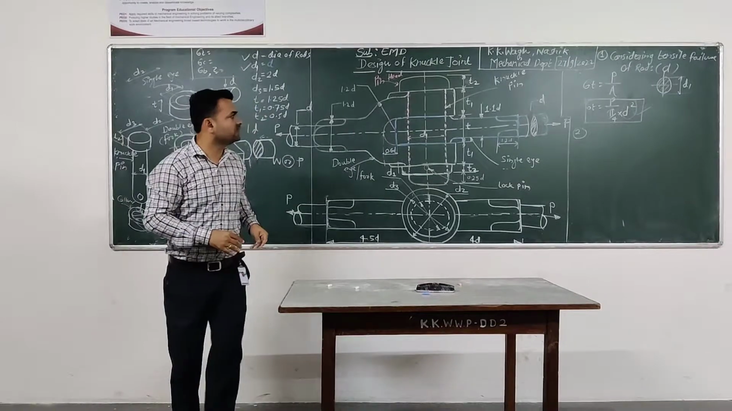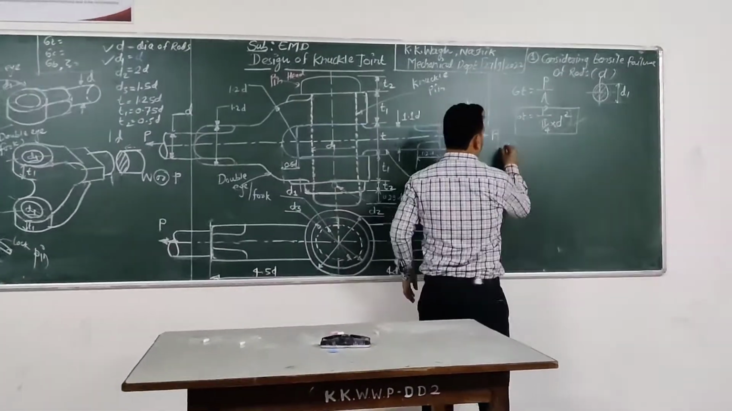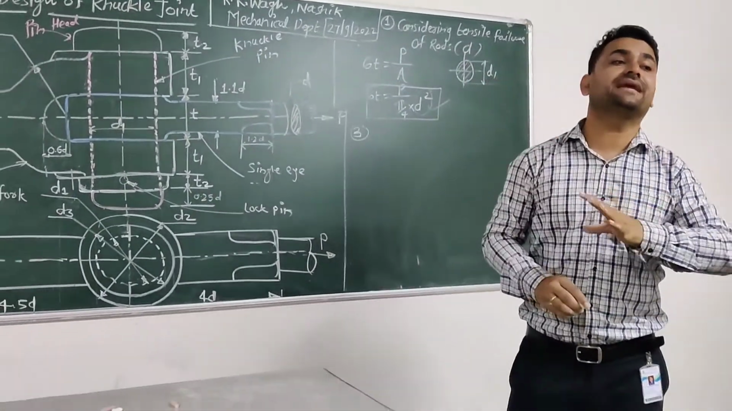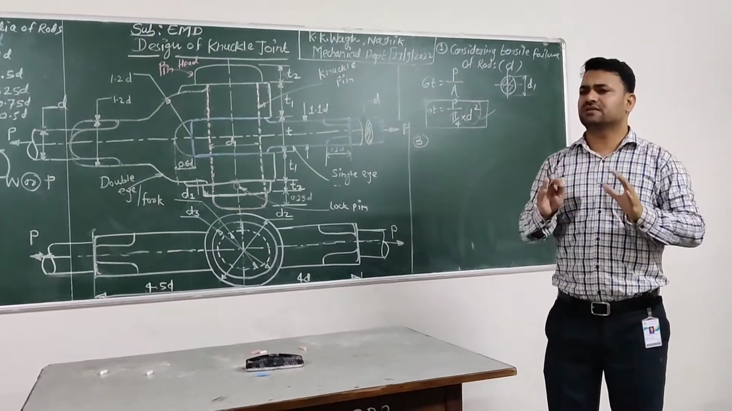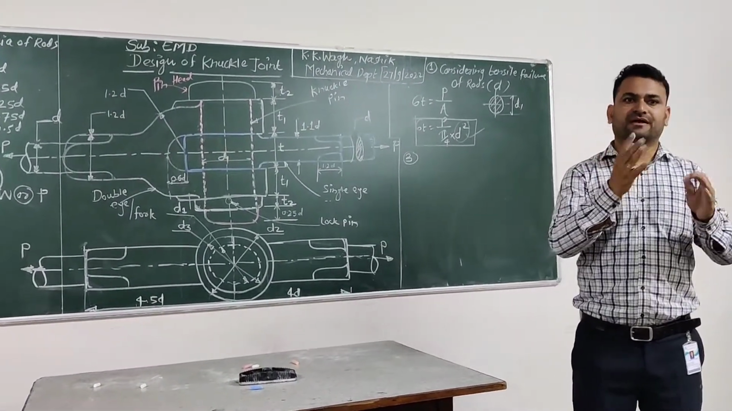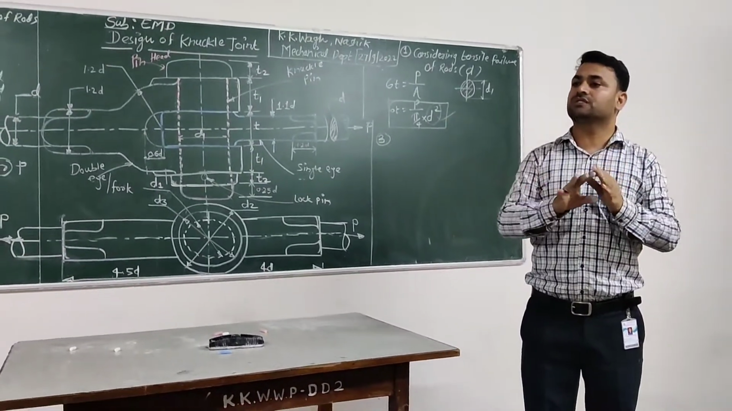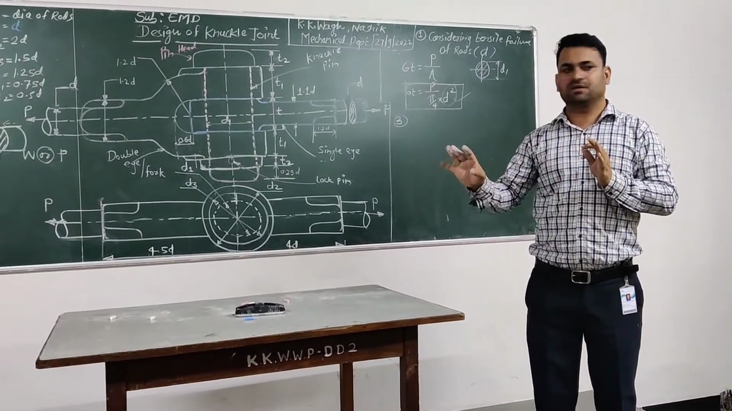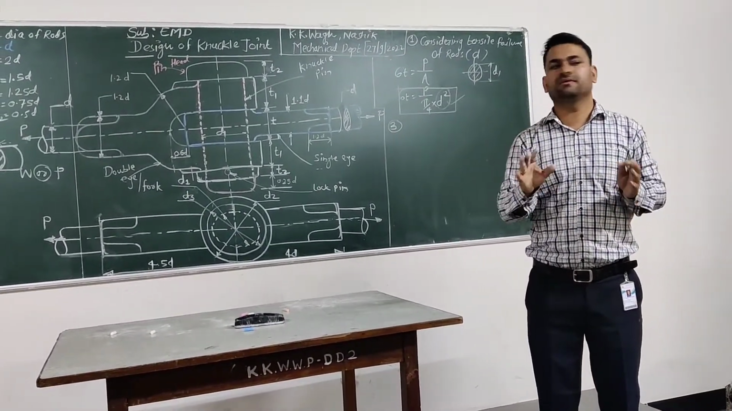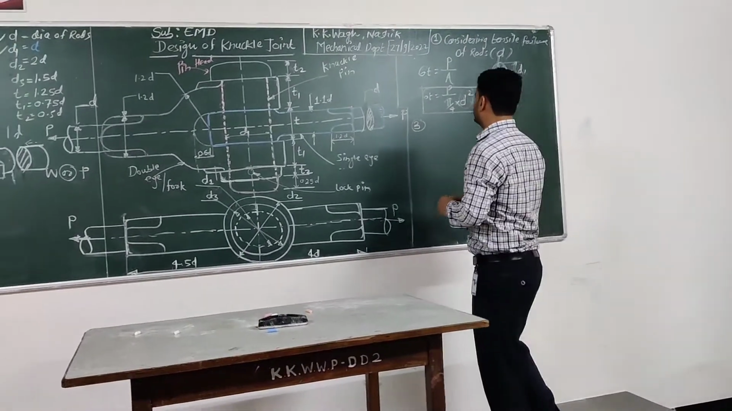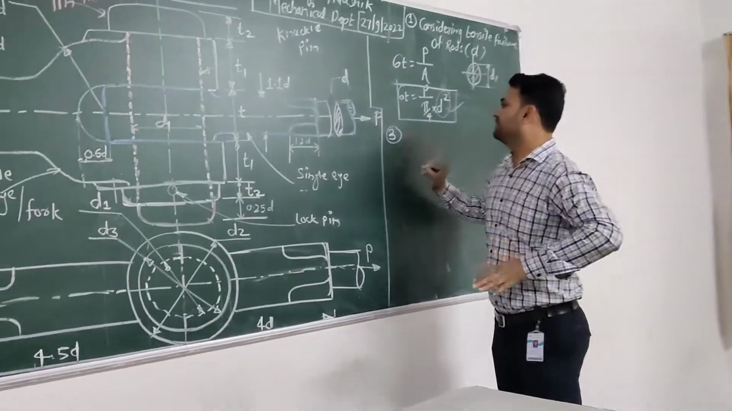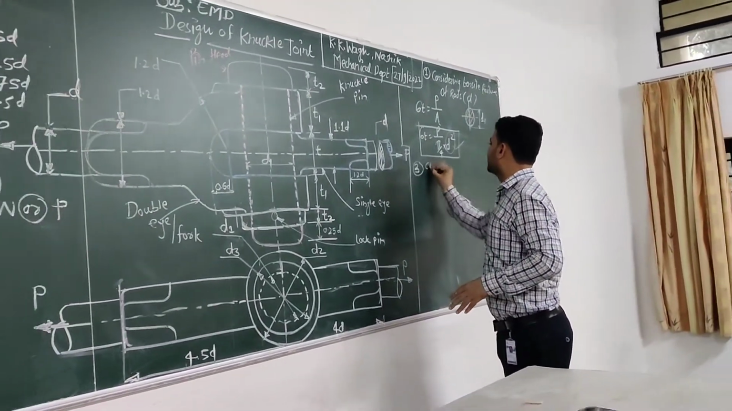Now we switch over to step number 3. From step number 3 onward, we just have to check whether all the dimensions are correct or not. If we have found one dimension, then by considering failure of the rest of the components, we have to consider all failures and then check whether the dimensions are correct or not. So it's a checking step. Step number 3 is checking of single eye.